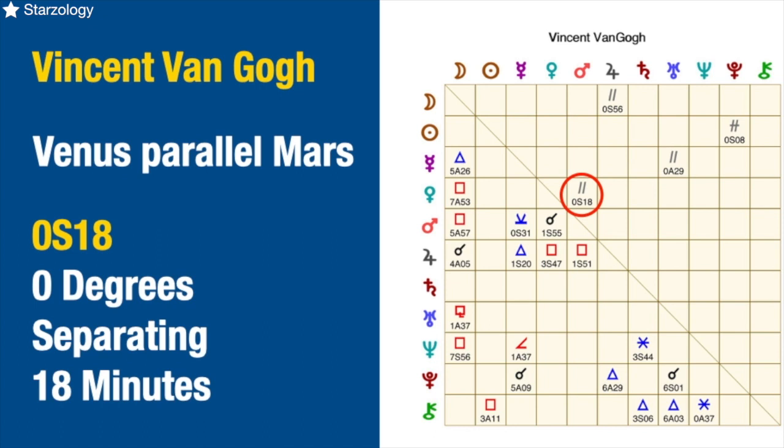Now you will notice that all of the orbs on the aspects of declination are less than 1 degree, because that is the selection I have. Because with aspects of declination, the parallels and the contra-parallels, you really want a very tight orb. So all of them will have 0 degrees, and in this particular case, 18 minutes.